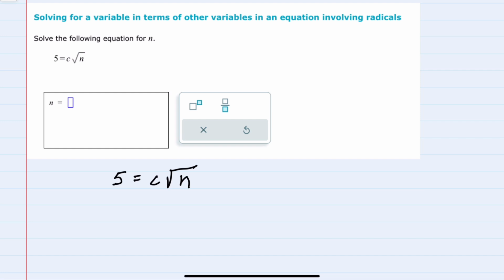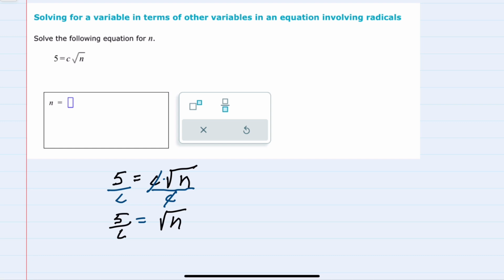My first step will be to undo this multiplication between c and the square root of n by just dividing both sides of the equation by c. This will cancel those c's on the right-hand side, leaving me with just the square root of n and 5 over c on the left-hand side.